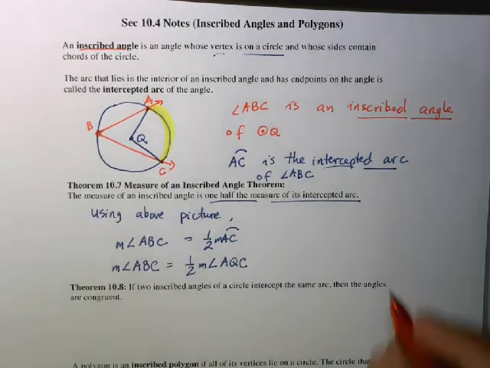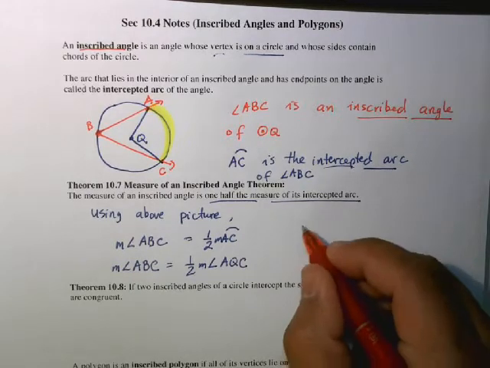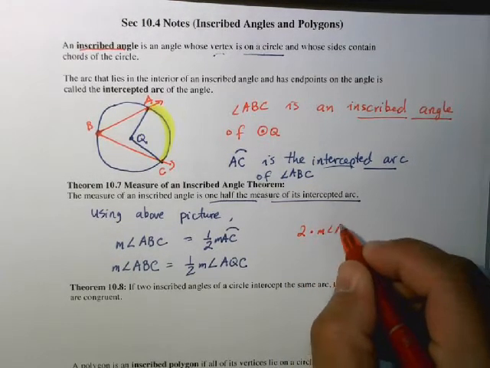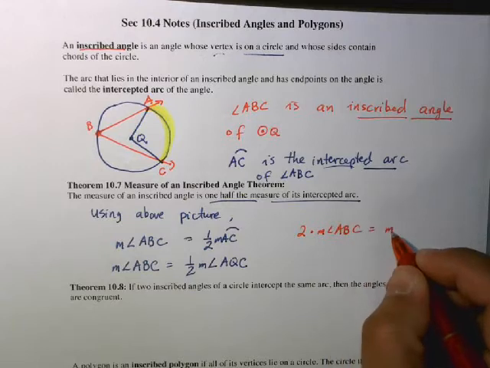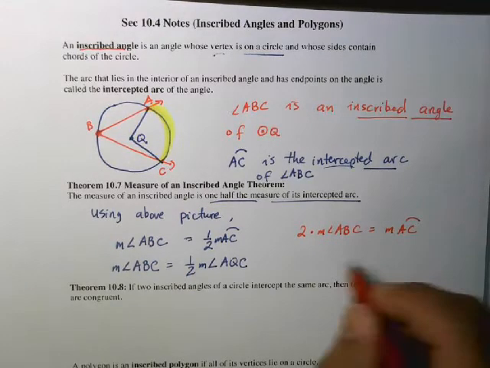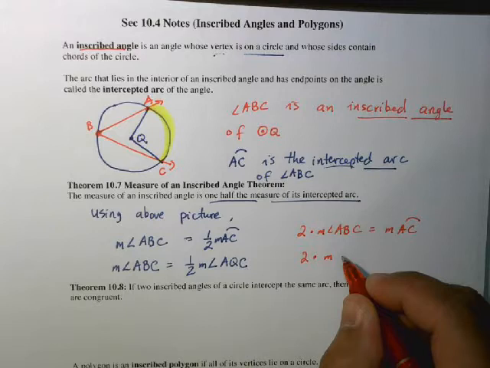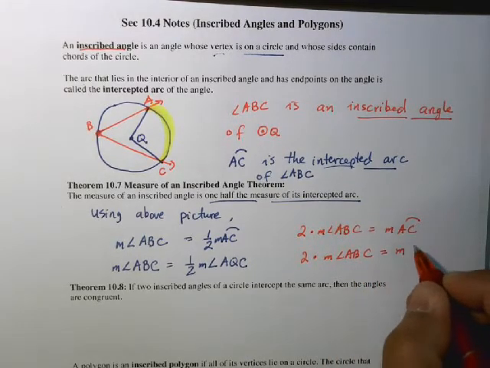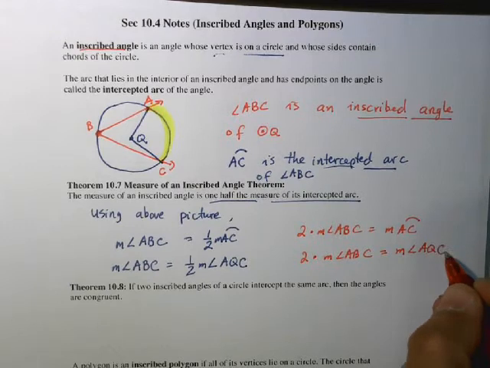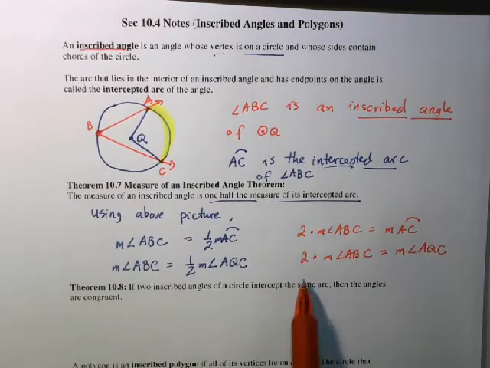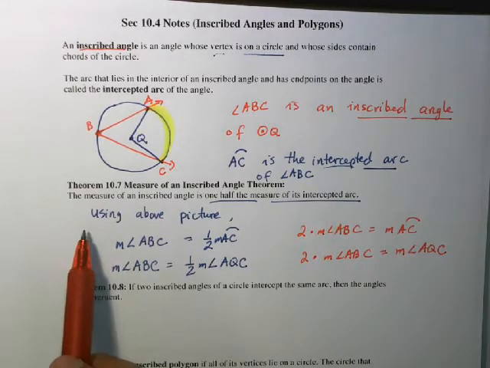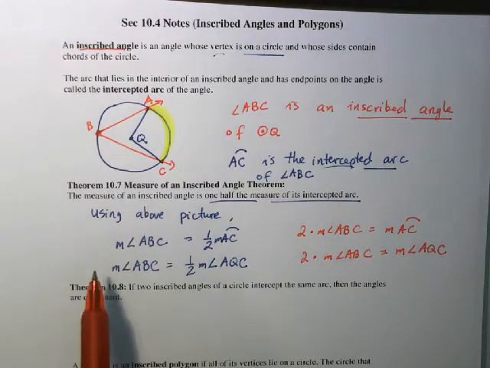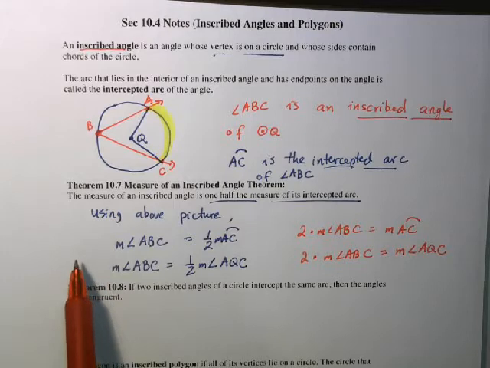And of course, there are other ways we can rewrite this too. So we can say 2 times the measure of angle ABC is equal to the measure of arc AC, or 2 times the measure of ABC is equal to the measure of angle AQC. So these are 4 different ways of saying the exact same thing. Okay. Now we are going to prove this theorem because it is a fairly significant one, and it's something that we're going to use to prove a bunch of other theorems as well.